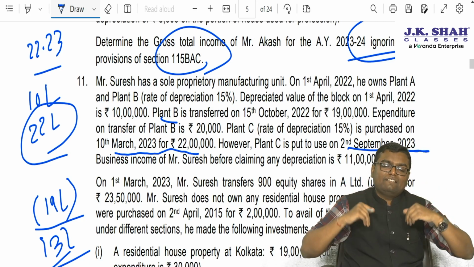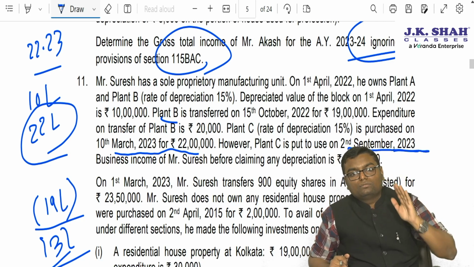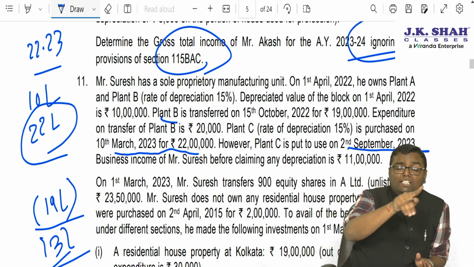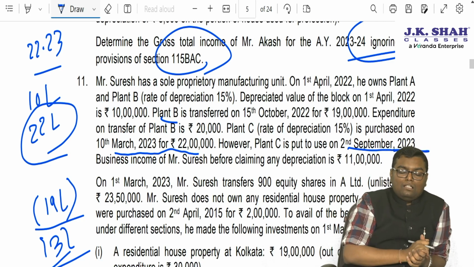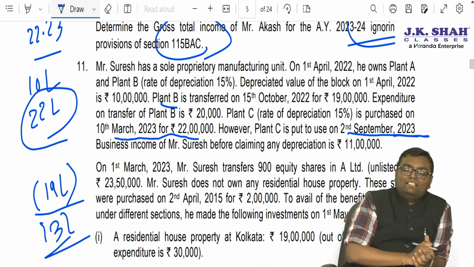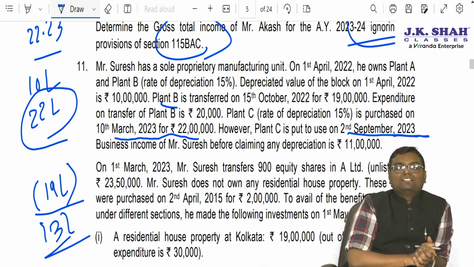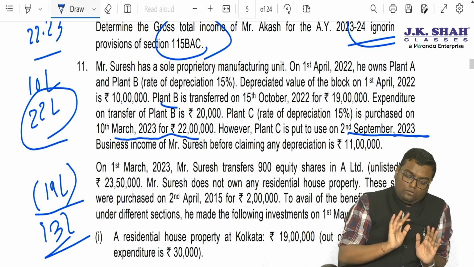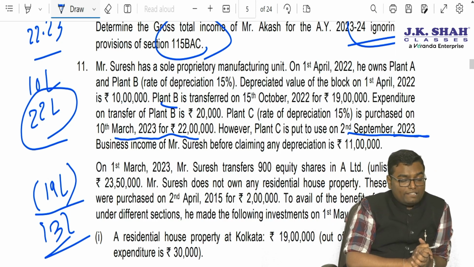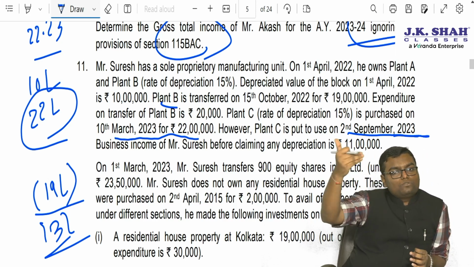So whenever the asset is acquired, it will form part of the block. It will be added in the block. But then depreciation will be calculated only from the year in which the asset is put to use. So here, though I have added the asset in the year 22-23, I will not calculate depreciation on this. I will calculate depreciation from the year 23-24. So I have added it correctly because it is acquired during the year, but I will not calculate depreciation because it is put to use in the next year.